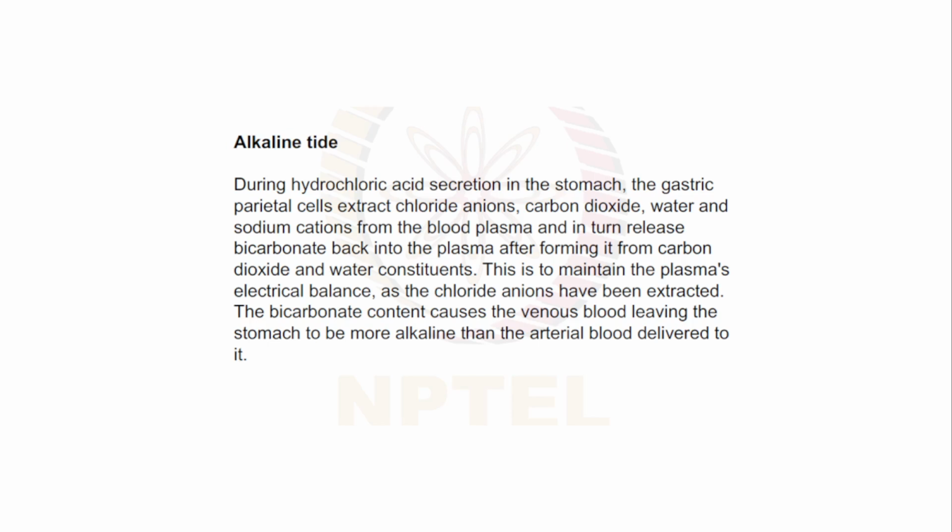So what is alkaline tide? During hydrochloric acid secretion in the stomach, the gastric parietal cells extract chloride anions, carbon dioxide, water and sodium cations from the blood plasma, and in turn release bicarbonate back into the blood plasma, after forming it from carbon dioxide and water constituents. This is to maintain the plasma's electrical balance, as the chloride anions have been extracted. So the bicarbonate content causes the venous blood leaving the stomach to be more alkaline than the arterial blood delivered to it. Okay, so it is basically the venous blood that is getting more alkaline.